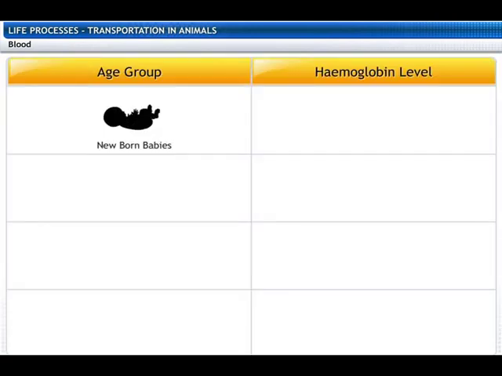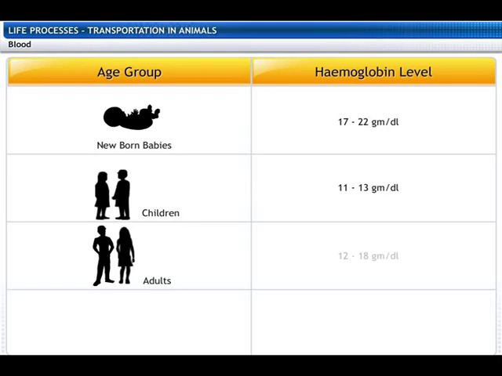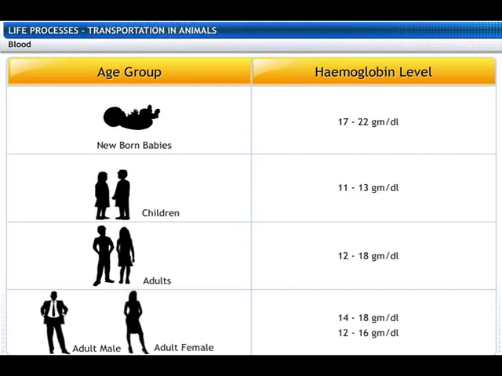In newborn babies, 17 to 22 grams per deciliter of hemoglobin is present. For children, the normal range is in between 11 and 13 grams per deciliter, and for adults, it is between 12 and 18 grams per deciliter. An adult male has a hemoglobin level between 14 and 18 grams per deciliter, and in adult women, it is between 12 and 16 grams per deciliter.